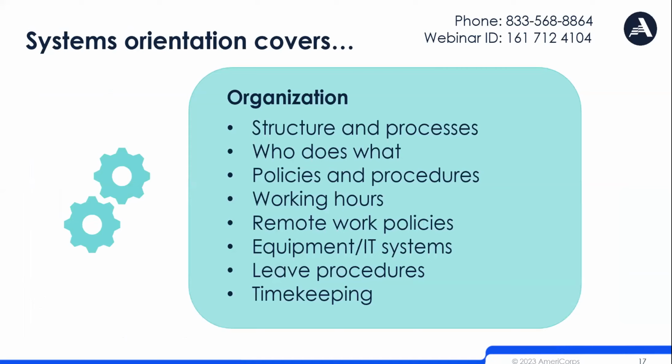The systems orientation includes how the organization works, what the structures and processes are that they use to accomplish their goals, what different parts of the agency do, and what the people who work there do. This also covers policies and procedures, day-to-day activity, how to get things done, and things like working hours, leave policy, timekeeping, teleservice, all that kind of stuff, as well as your technology, the communication systems that you use, and other equipment that your members might need to be using.